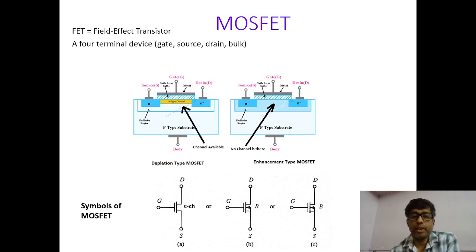positive charges will be induced on the N type. So positive charges will be induced on the semiconductor side due to the capacitor action. These positive charges, being the minority carriers in the N type substrate, produce the inversion layer. Okay, producing the inversion layer.